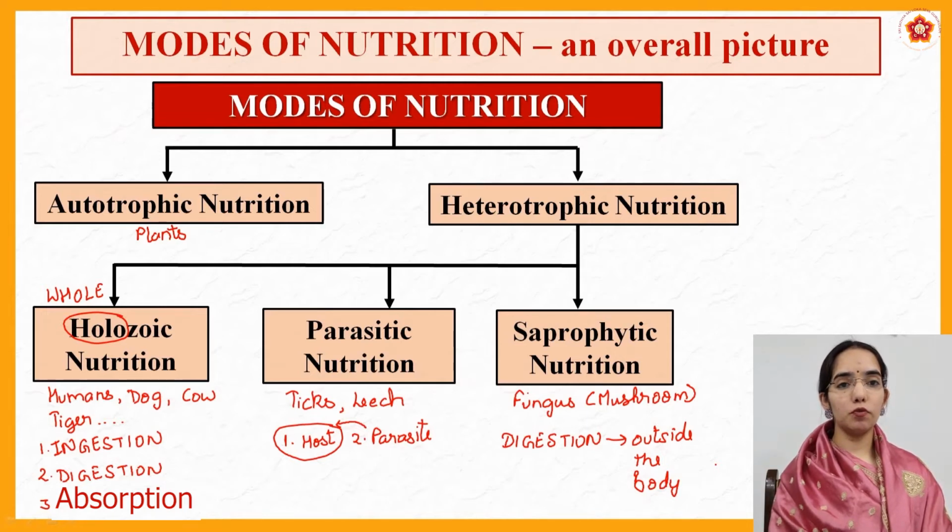In the parasitic mode of nutrition, parasites live in or on the body of a host. They derive the nutrition from the host, and normally they do not perform digestion. In the saprophytic mode of nutrition, they grow on dead and decaying matter, and digestion takes place outside the body of the organism.